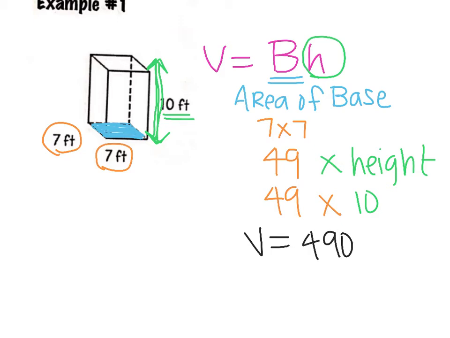Now that we switched to volume, it has a different label on the end. I'm measuring, when I look over here, it says I'm measuring in feet. But the way I write my final answer, it's not going to be squared, it's going to be cubed. 490 cubic feet.